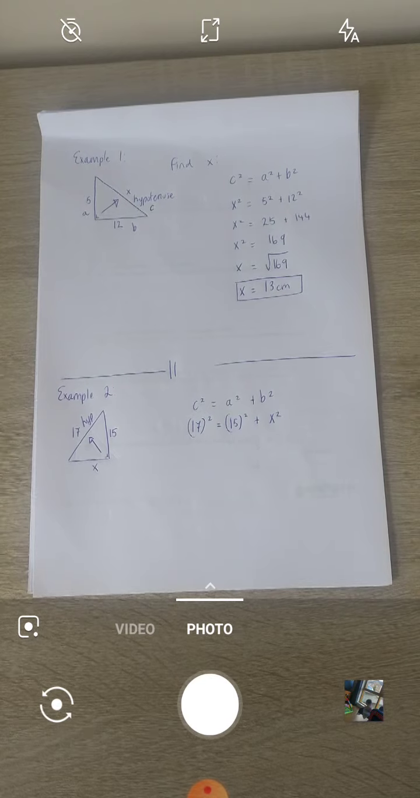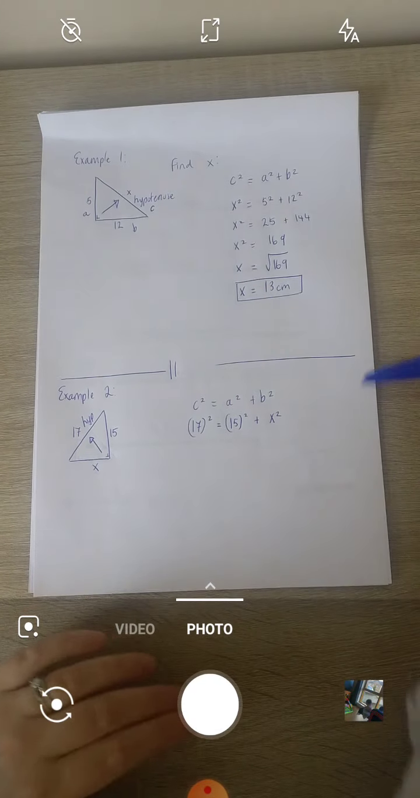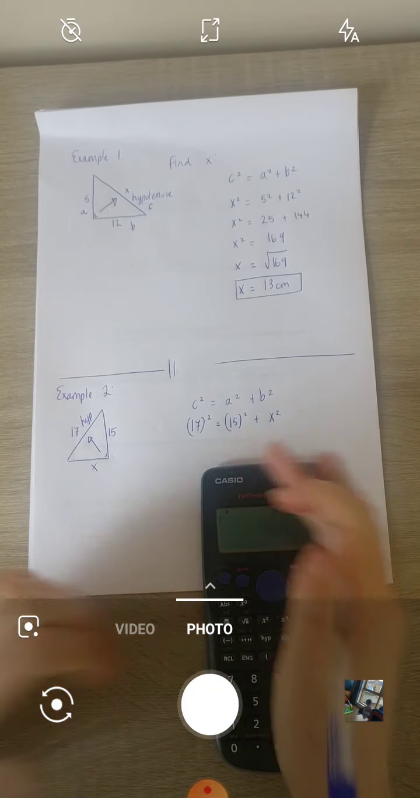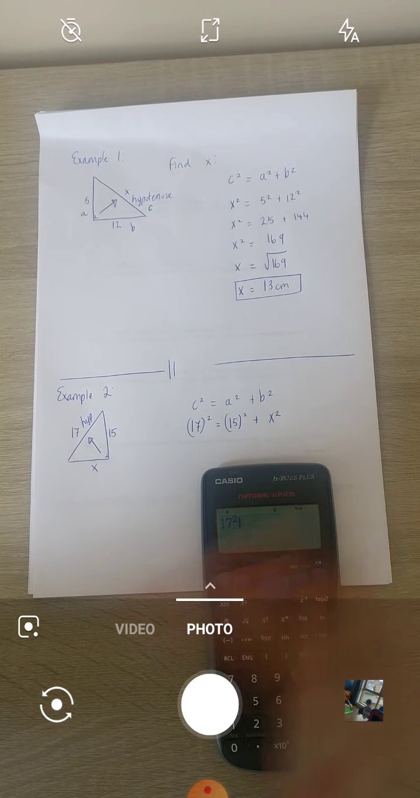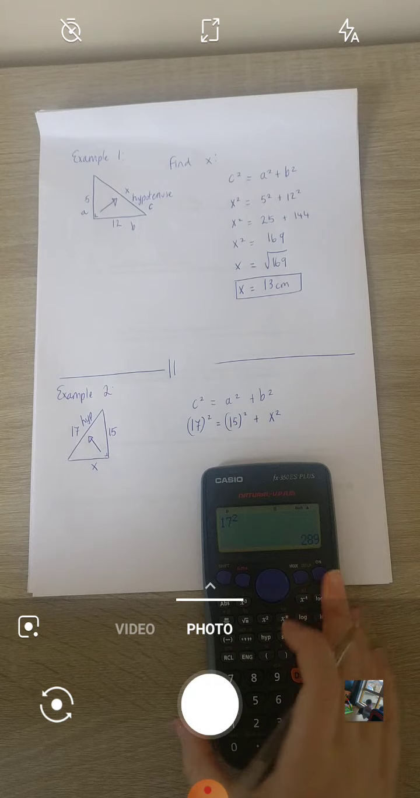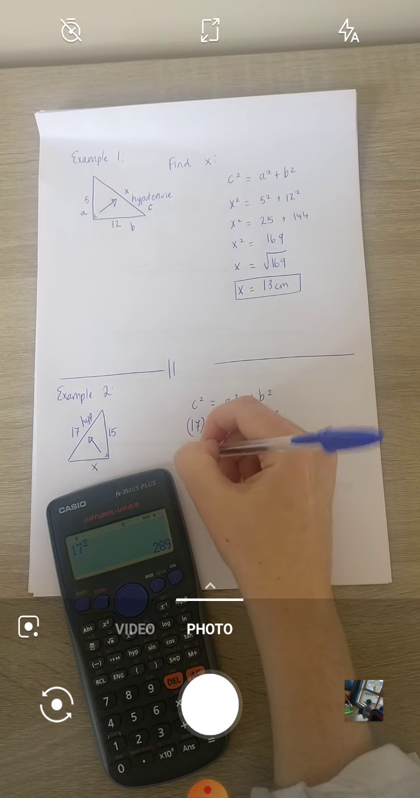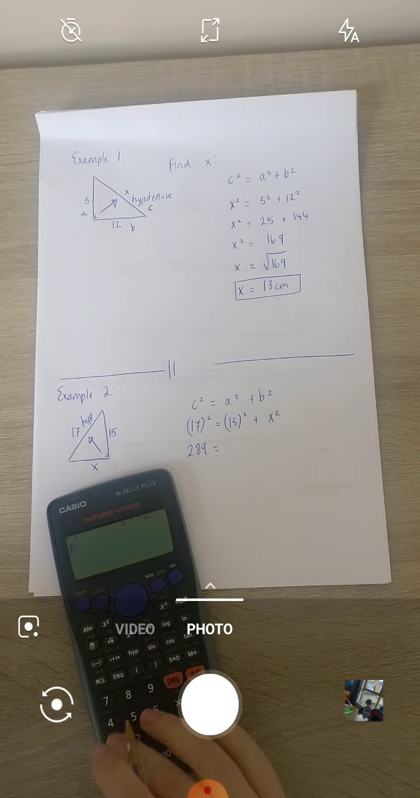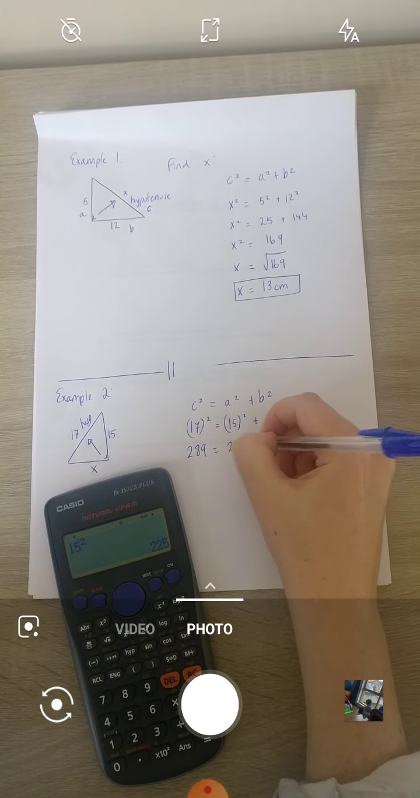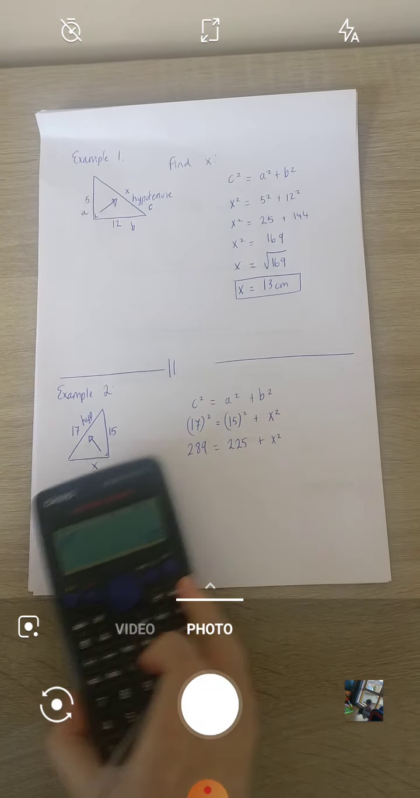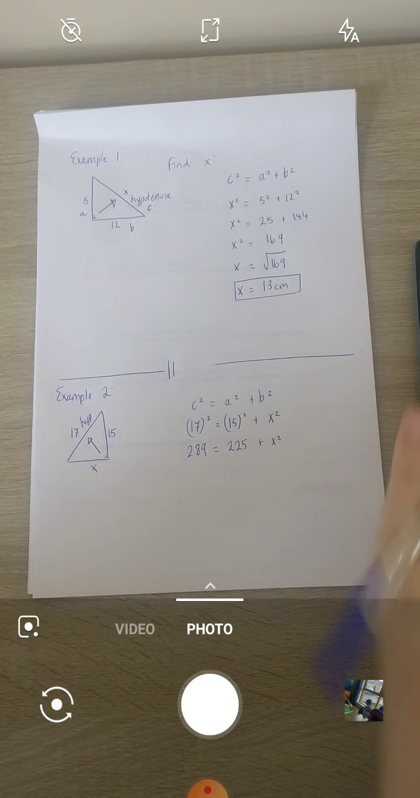Now what you're going to do, I generally multiply them out first of all, but you don't have to. You can put all of this into the calculator if you move the 15 over. So 17 squared is 289, and 15 squared is 225 plus x squared. So now we just have an algebraic equation.